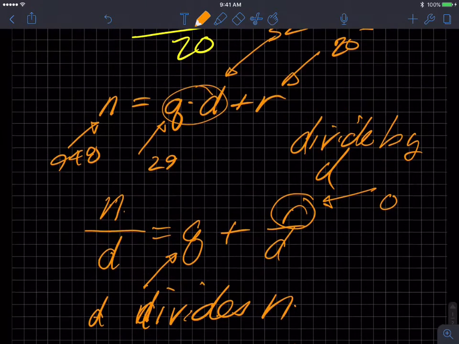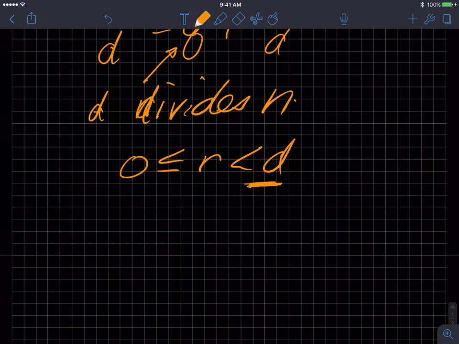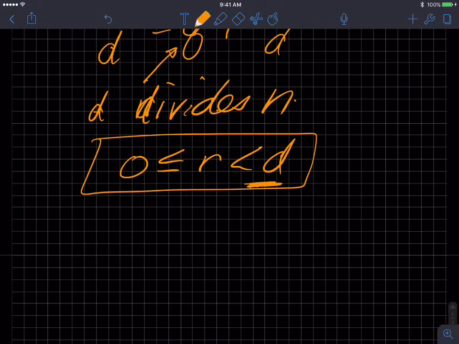Because if it was equal to D, 32, couldn't we have gotten another 32 out of the original number, N? So that's why it has to be less than. So this is always going to be true. And in the case where R is equal to 0, we have no remainder, and so D divides N. That's the symbol for divides. It looks like the such that symbol, okay?